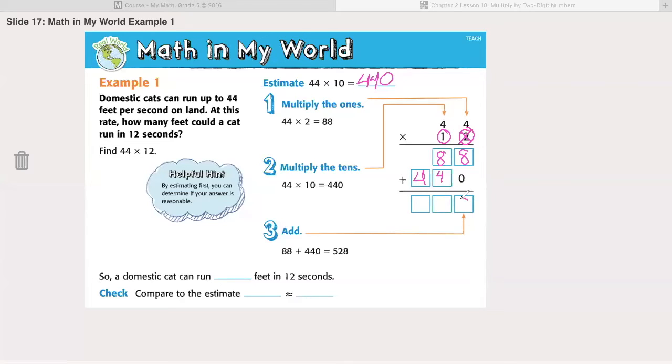Now let's add. 8 plus 0 is 8. 8 plus 4 is 12. Carry the 1. 1 plus 4 is 5. Okay, so a domestic cat can run 528 feet in 12 seconds. Check. Compared to the estimate, 528 is approximately equal to 440.